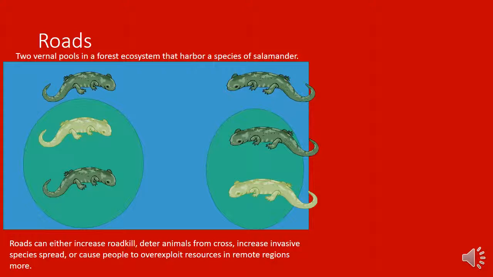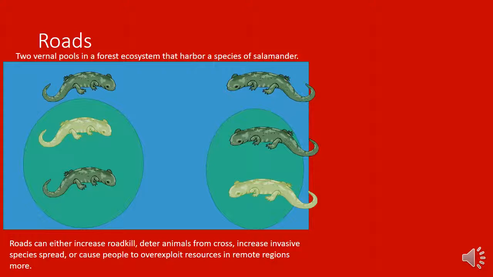So let's look at what roads do to a population. People, we make roads to get around, to drive places, so we make a lot of roads. And so let's imagine we got this big forest, and it's got two vernal pools, which are ponds that are wet part of the year, like in the spring, we'll say. And we got this salamander species that lives in these two vernal pools. It reproduces in the two pools.